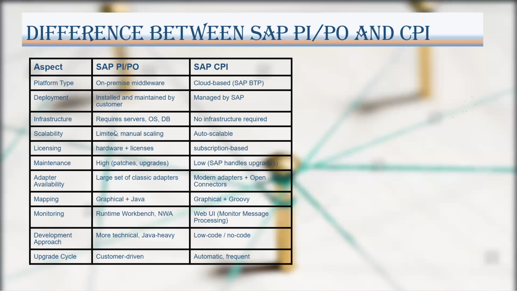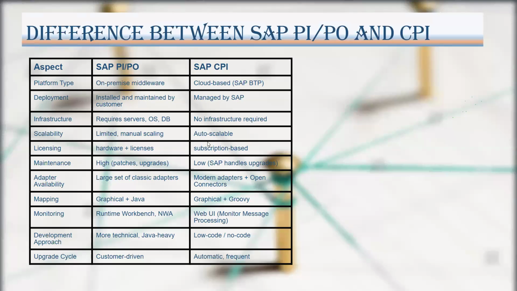So here you can see, guys, this is the main difference. When it comes to infrastructure, PIPO has to be maintained. It requires servers, and also an operating system and database as well. When it comes to cloud platform integration, no infrastructure is required. If you have a laptop, you can just access it. That's all.